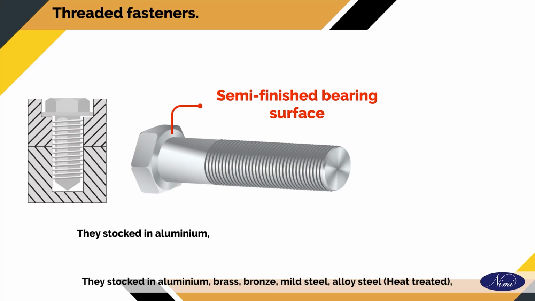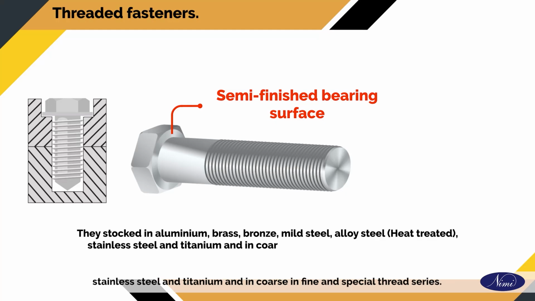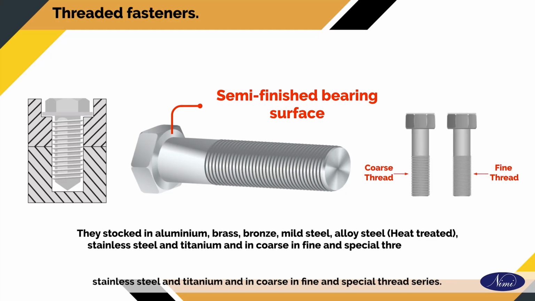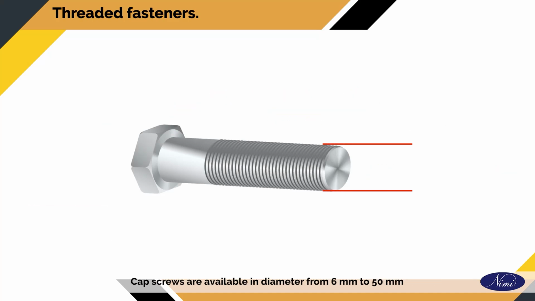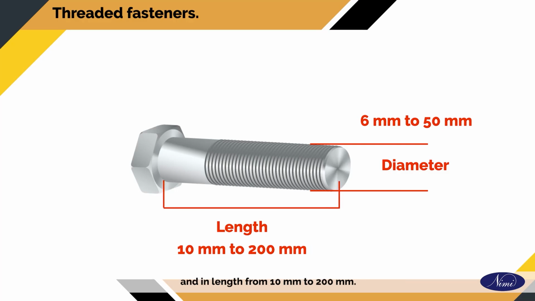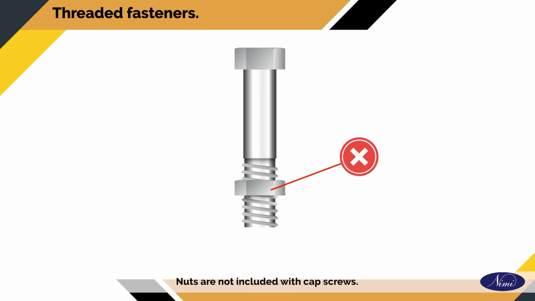They are stocked in aluminium, brass, bronze, mild steel, alloy steel, heat-treated, stainless steel and titanium, and in coarse, fine and special thread series. Cap screws are available in diameter from 6 mm to 50 mm and in length from 10 mm to 200 mm. Nuts are not included with cap screws.